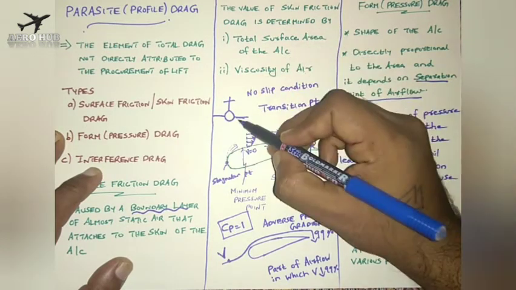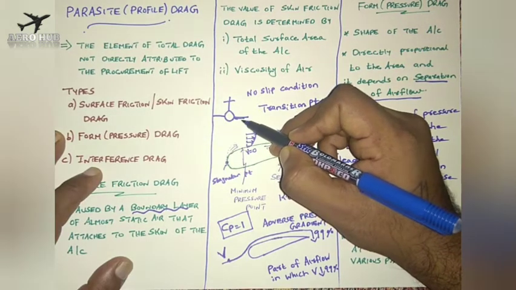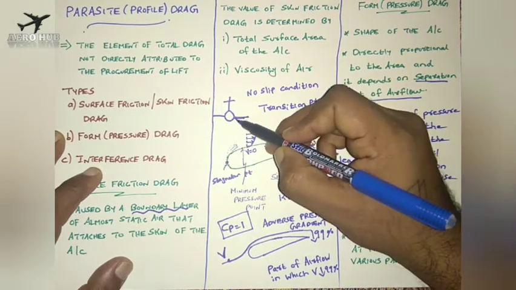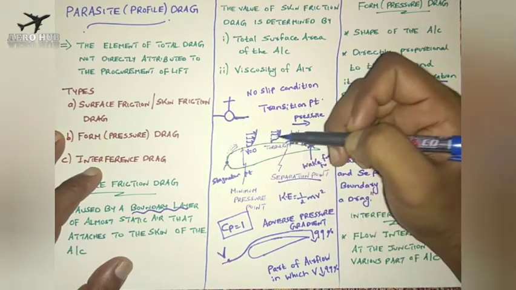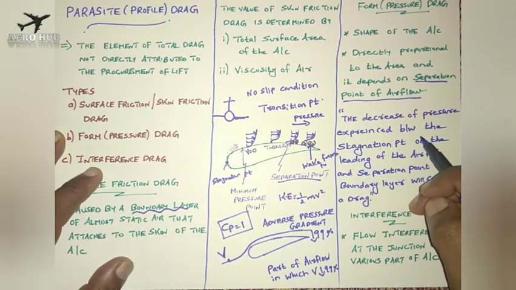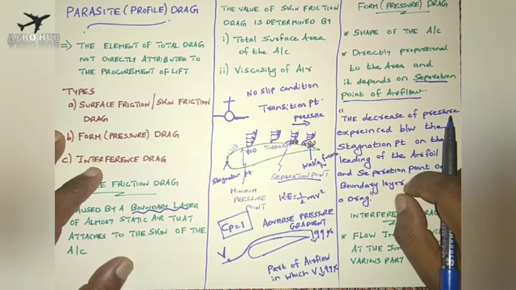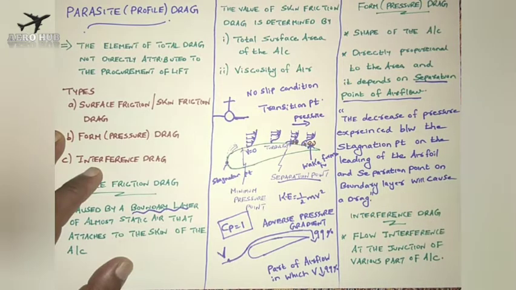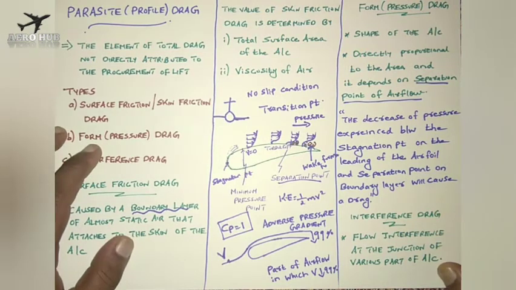You can imagine that at the junction of the wing and fuselage, there will be mixing of airflow of the fuselage as well as the wing, and this causes a drag. This is actually due to the mixing of boundary layers of different components of the aircraft. The main example is the junction of the fuselage and the wing. Now we will see how to reduce this parasite drag, or profile drag.